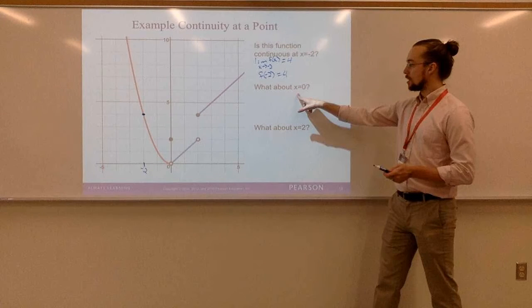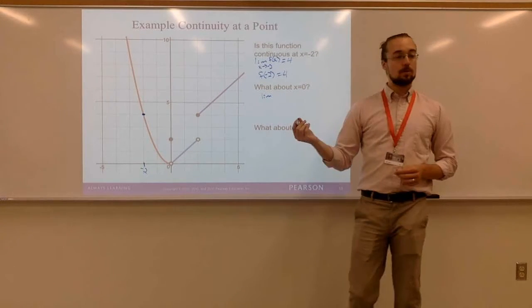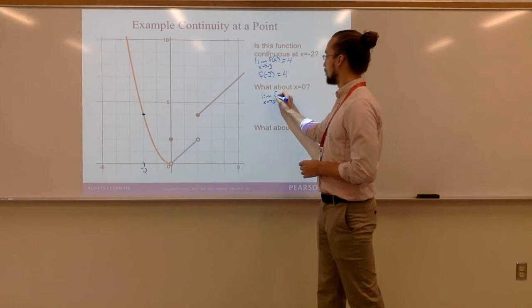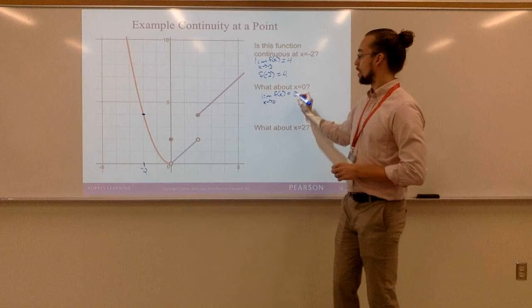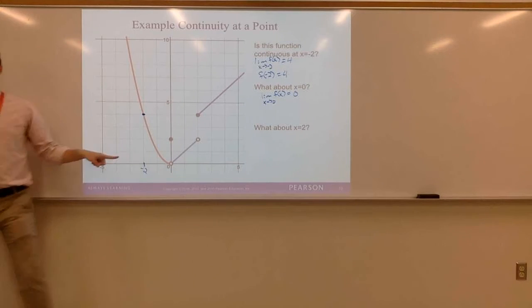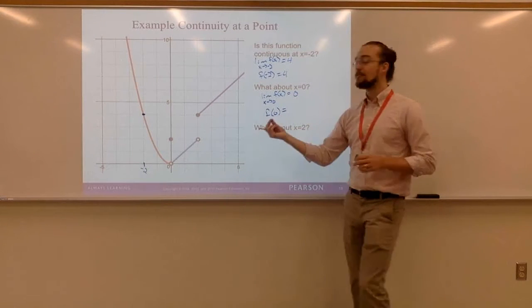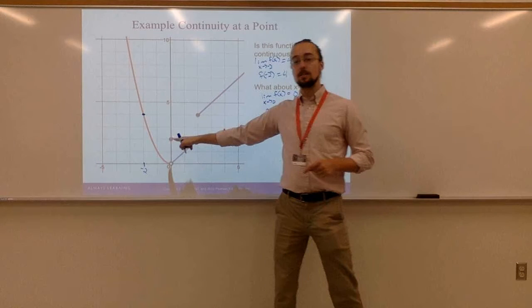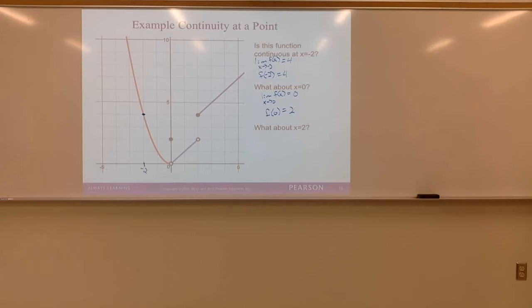Okay. What about at 0? Does the two-sided limit exist at 0? Yeah, it does, right? So I can say the limit as x approaches 0 of my function is 0, right? I'm coming to a y value of 0 from both sides. But what is f of 0? F of 0 is 2, right? My function is defined up here. Therefore, the function is not continuous. Those two values are not the same.